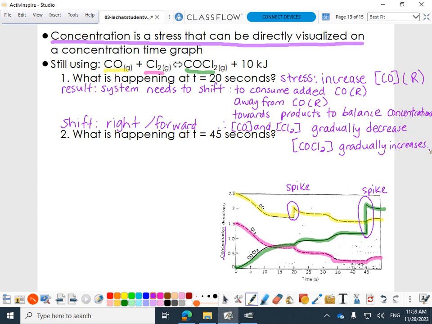You can write reactants gradually decrease, products gradually increase. That'll work as well.